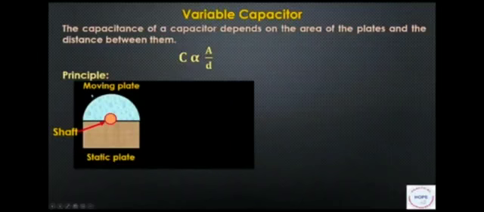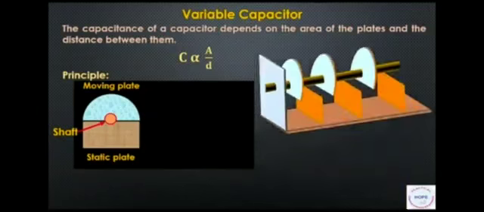Here we have two sets of plates, one moving plate and one static plate, and a shaft is connected to the moving plate to rotate it. Now in this position, the area between the two plates is almost negligible. So we have negligible capacitance. So this figure on the right shows an array of plates like this.